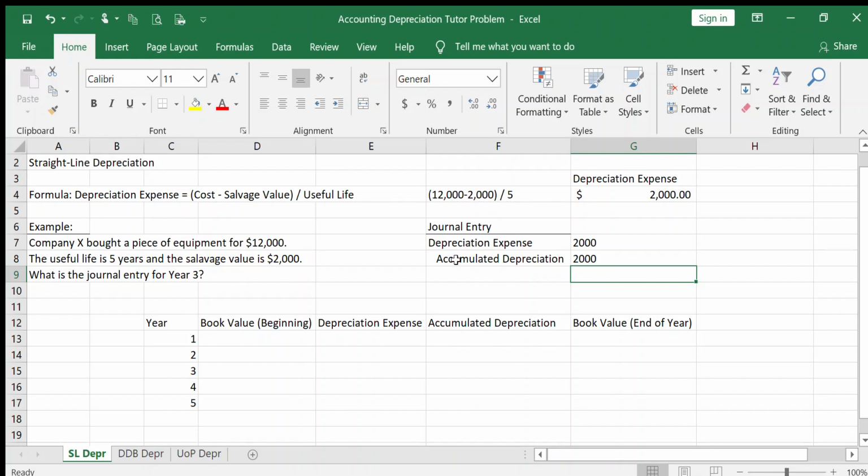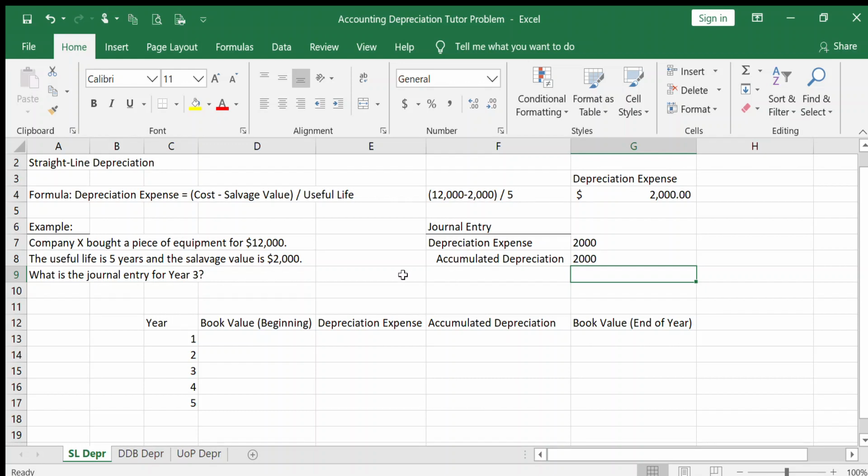So the important thing to remember here is that our journal entry for every depreciation transaction is going to be like this. We will have a debit to depreciation expense, and we will have a credit to accumulated depreciation. Even if we're not using the straight line depreciation method, if we're using some other kind of method, we are still going to do our journal entry in this manner.